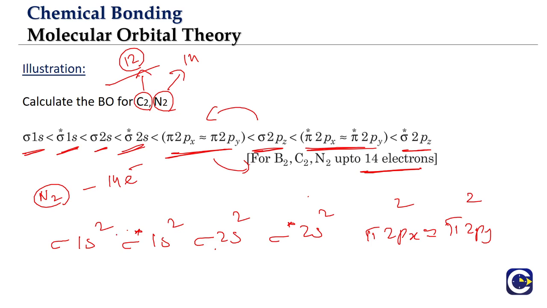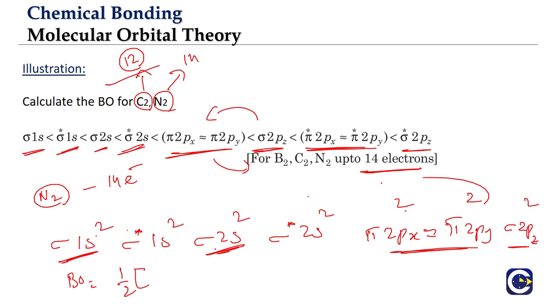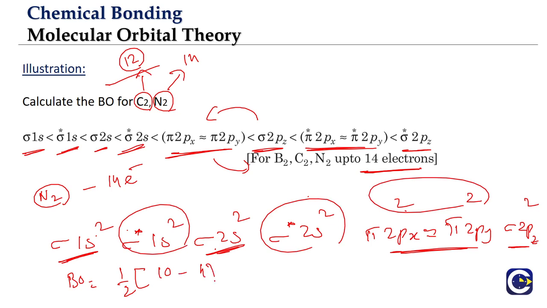So totally we have done with 12. Now we have 2 more electrons. Where will they go? Sigma 2pz will get the 2 electrons. Totally 14 are over. Now we want to find the bond order. What is the bond order formula? Half into the number of electrons in bonding orbitals. Look at it, we will underline here. This is a bonding orbital, then these two degenerate orbitals are also bonding. Totally 2 plus 2, which is 4, 4 plus 4 is 8, plus 2 is 10. Minus the anti-bonding, here 2, here 2, which is 4. So half into 6 is 3.